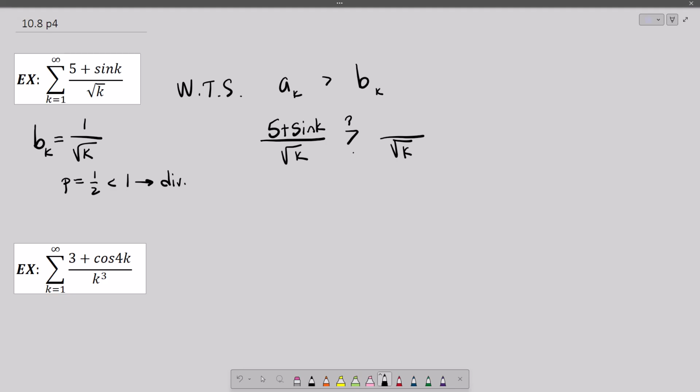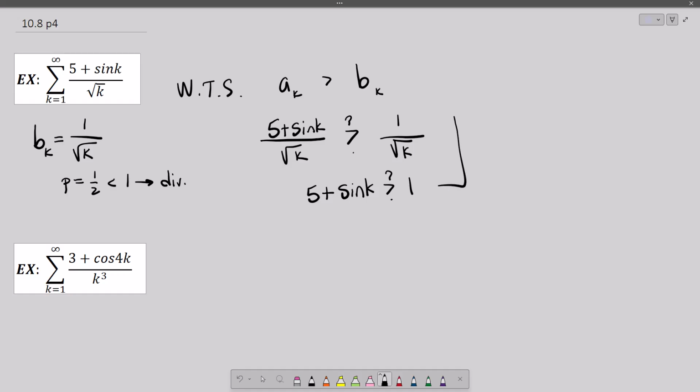Okay, so is that true? Yeah, that is going to be true, right? That is going to be true. So bigger than diverging will diverge. And we can cancel out those denominators if we multiply both sides. We end up with that.